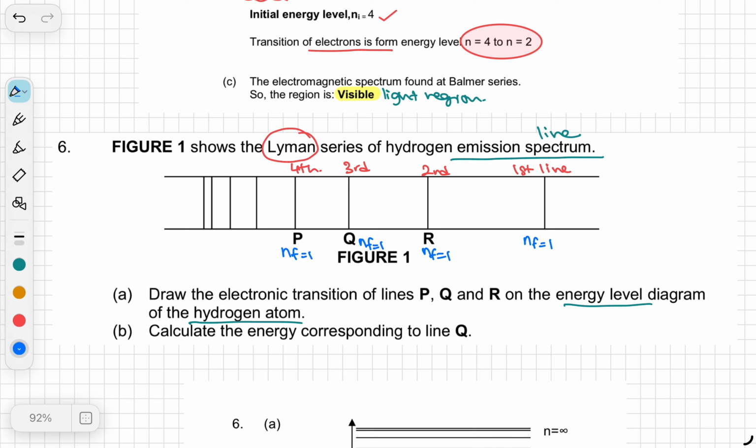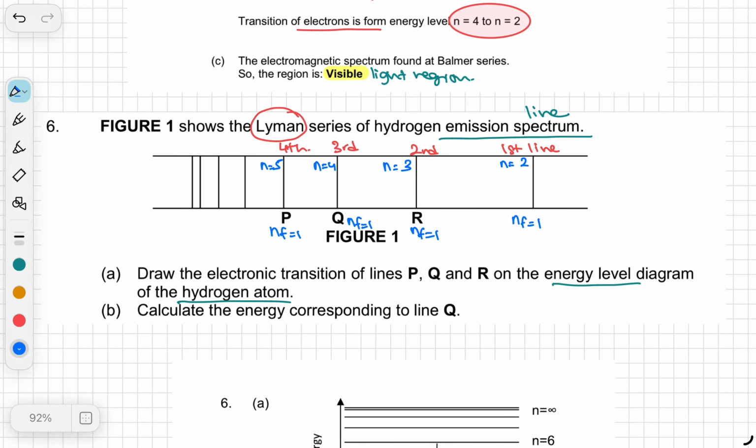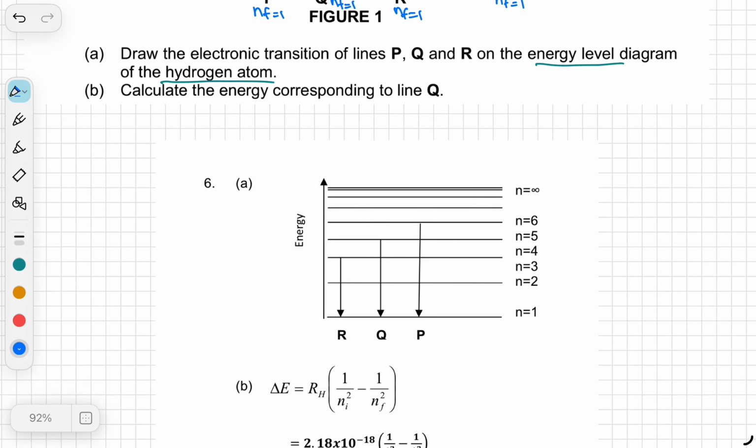So what would be the first transition in the Lyman series? It will be just one place above, so n=2 to n=1. This would be n=3 to n=1, and this would be n=4 to n=1, and this would be n=5 to n=1. So once we have identified that, I think we can safely draw our energy level diagram.